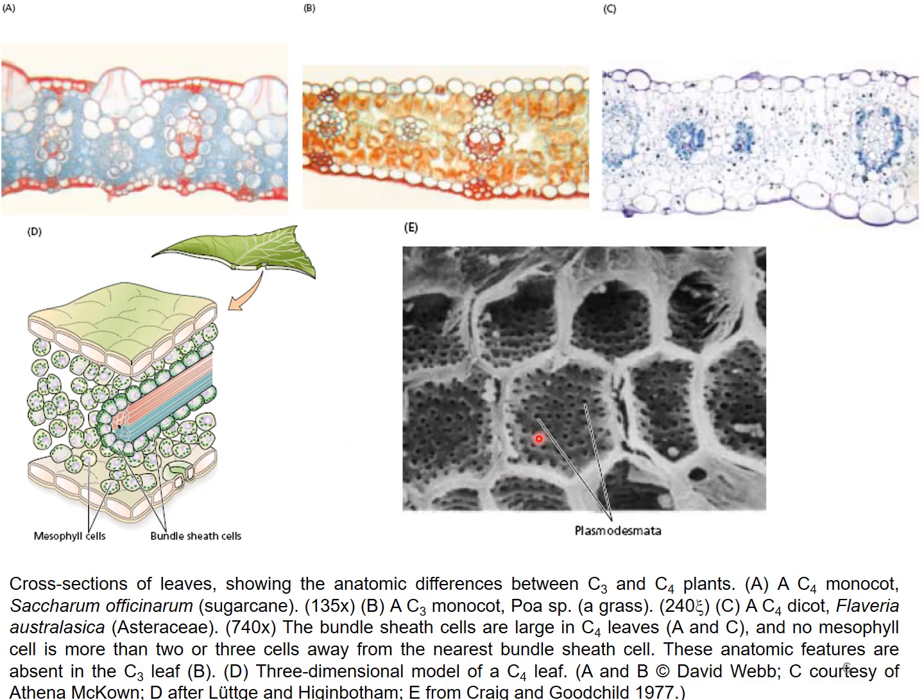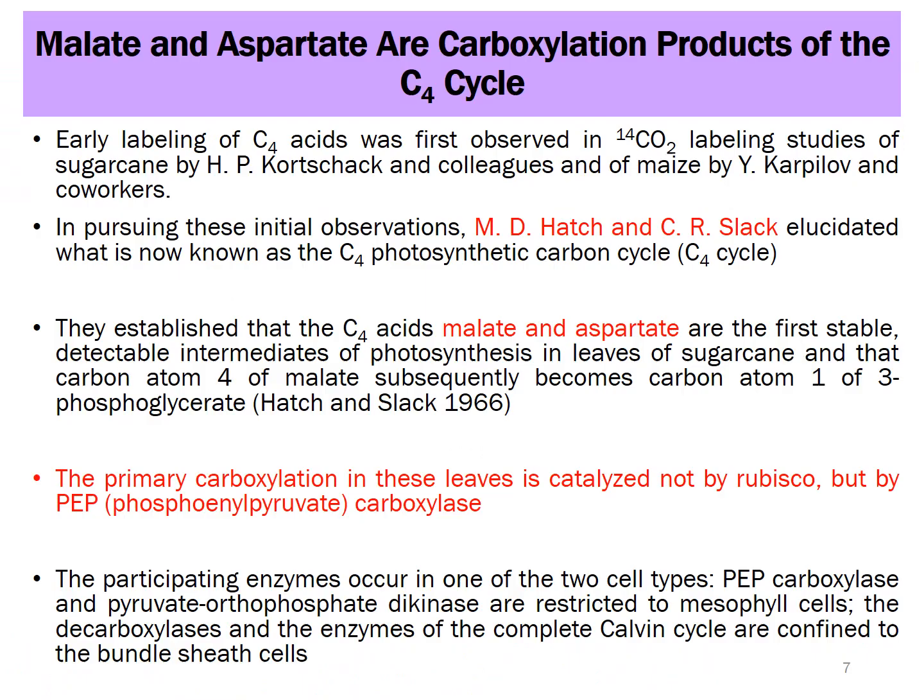Here in diagram E, you can see the presence of numerous plasmodesmata connections which are required to connect the two types of cells in case of C4, the mesophyll cells and the bundle sheath cells. So a strong connection is required because the metabolites are moved from one cell to another, and this movement of the metabolites is also required for the operation of the C4 cycle. Malate and aspartate are the carboxylation products of the C4 cycle.